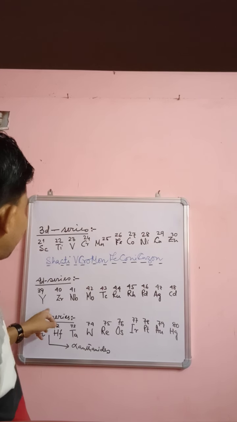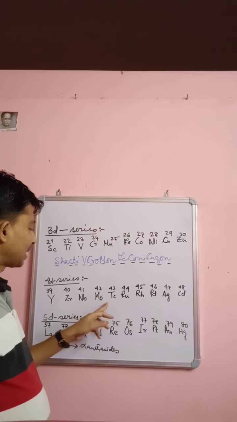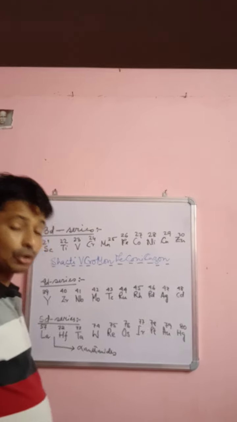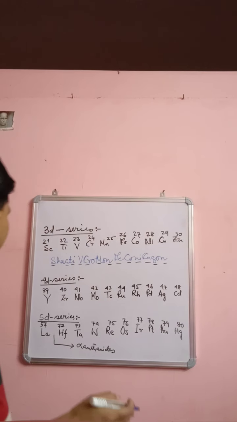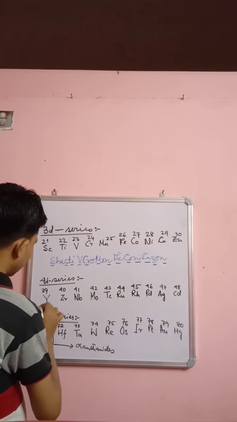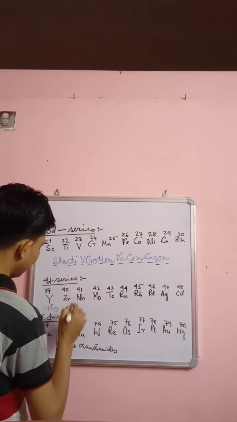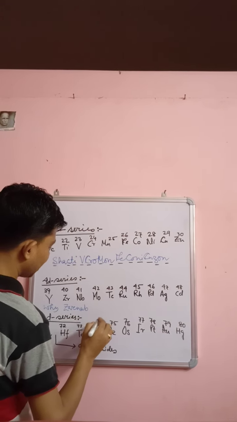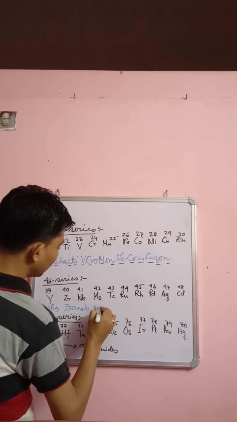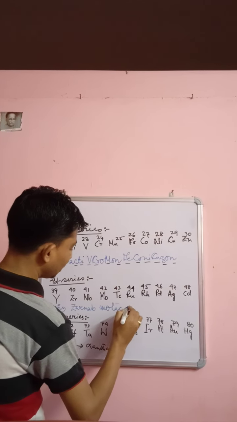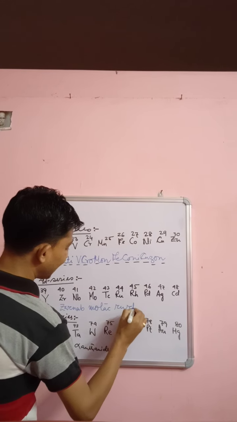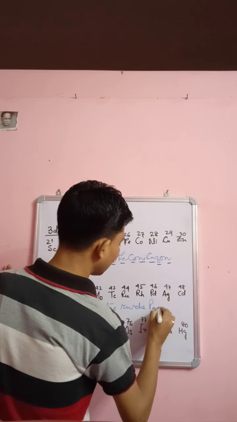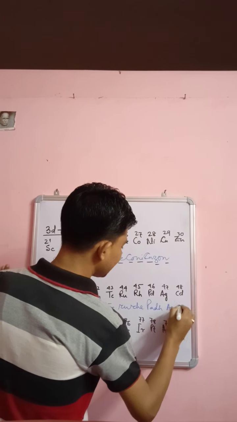In 4D series, we have yttrium, zirconium, niobium, molybdenum, technetium, ruthenium, rhodium, palladium, silver and cadmium. So there is one saying: Why Zarnab mu tak ru re per AgCd.